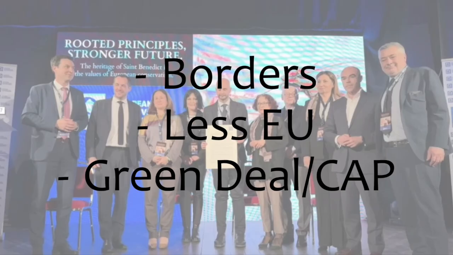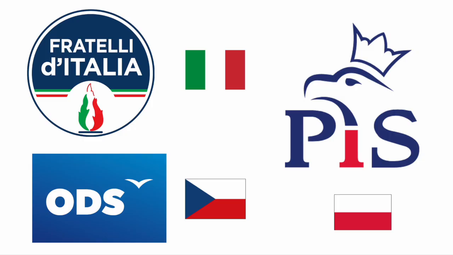They want to strengthen the borders of the EU. They want also less power for the EU, more power for the individual countries, and they also don't want to hear about the Green Deal or the common agricultural policy, which they think aren't the right thing to do, and they want to let each country be more independent in their choices. Some of the notable national parties include the Law and Justice Party in Poland, the Civic Democratic Party in Czechia, and the Brothers of Italy party in Italy.